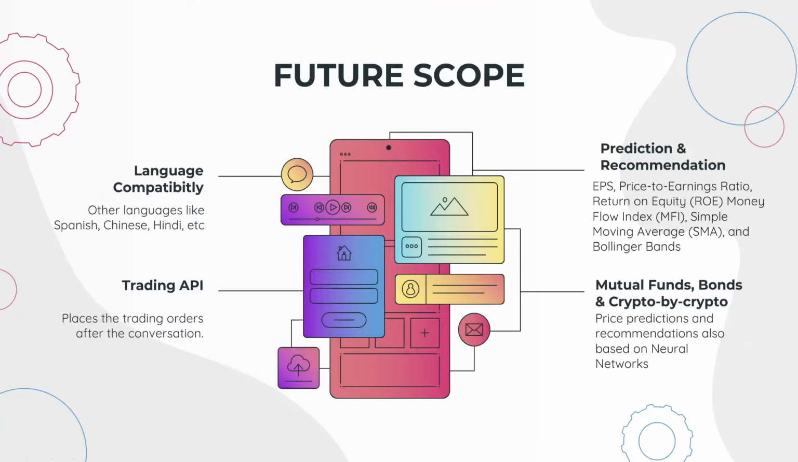We can also leverage more stock prediction and recommendations based on the fundamental metrics like EPS, price to earnings ratio, return on equity, and technical indicators like money flow index and simple moving average. The chatbot can also have more conversation and give insightful responses to the investor about the risk percentage, return percentage, and the duration of the investment before recommending the stocks. This chatbot can also be connected with the trading APIs to help place the trading orders after the conversation.